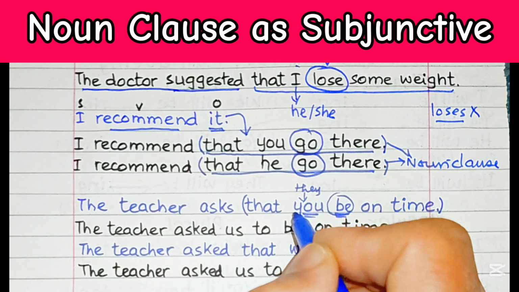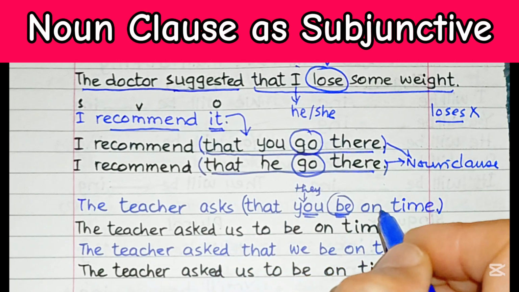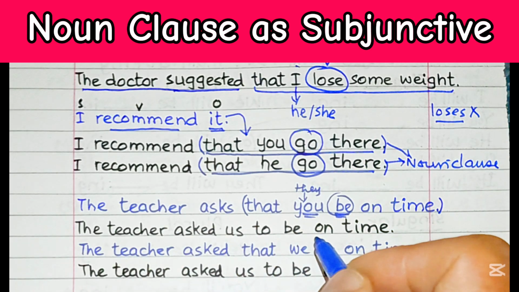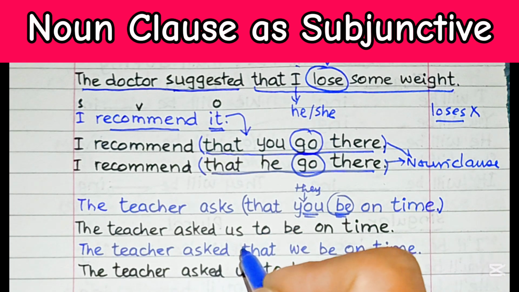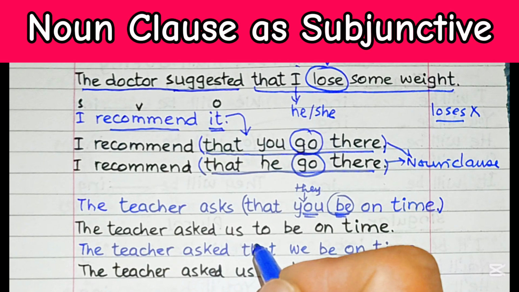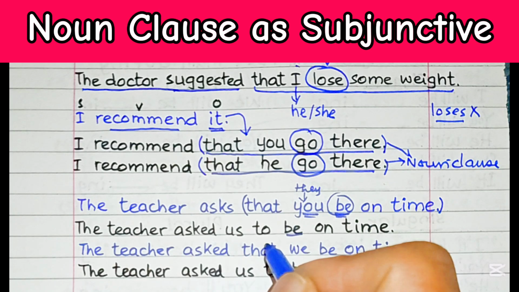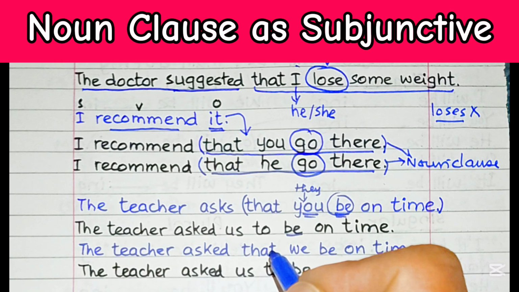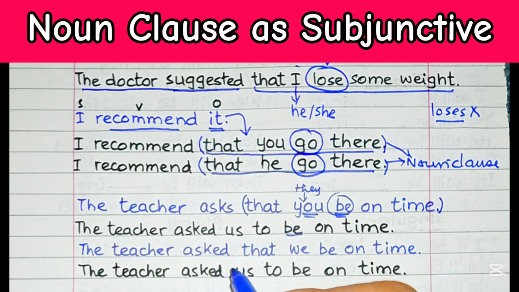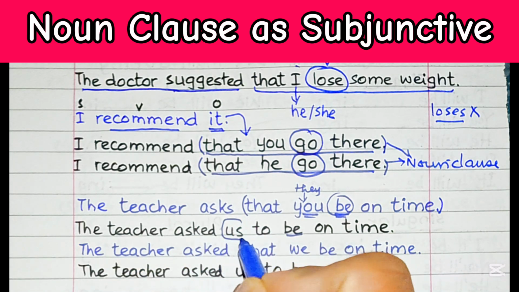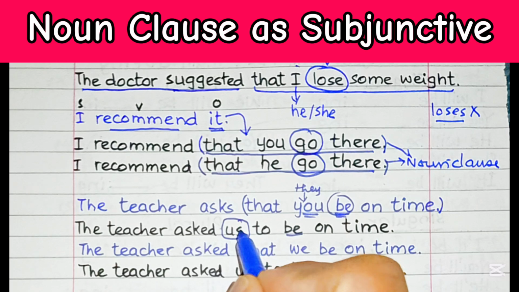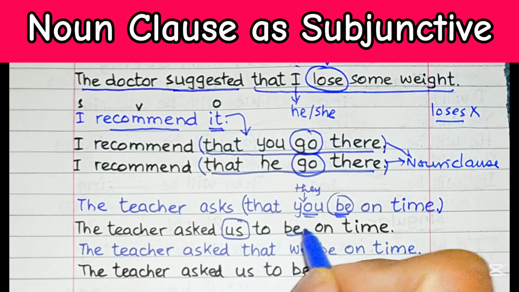The teacher asks that he be on time. The teacher asks us to be on time. This is also a good structure. In any of these situations, you are still using the verb in the simple form. Notice that the subjunctive is not always necessary after a verb like ask or recommend or demand. You can simply use an object pronoun. For example, the teacher asked us. We can use this object pronoun over here. The teacher asked us to be on time.